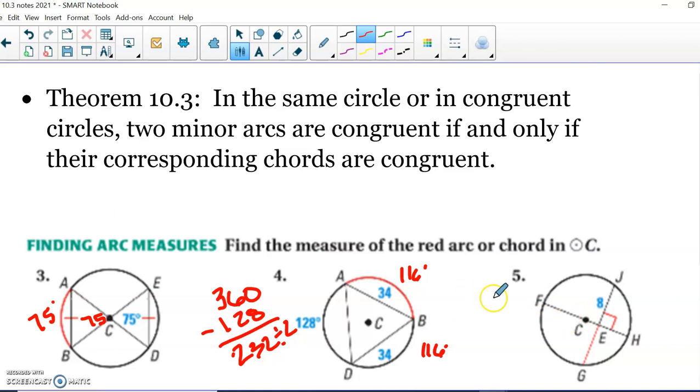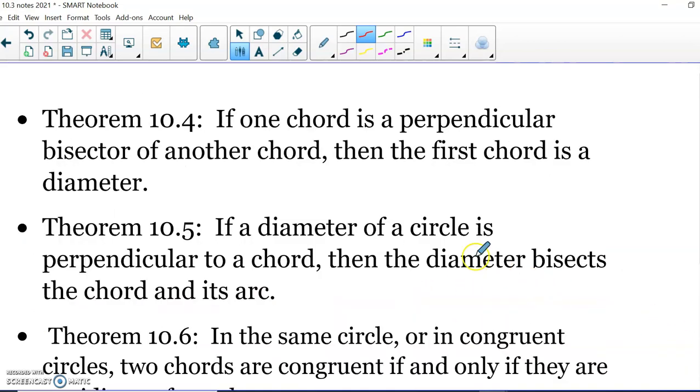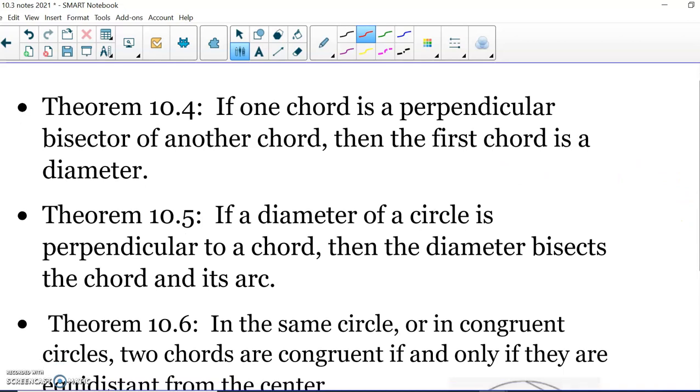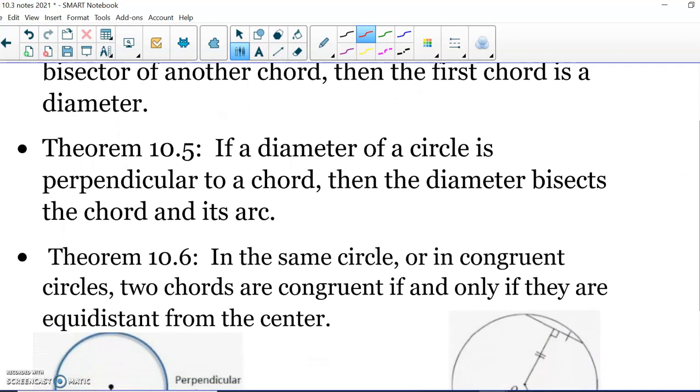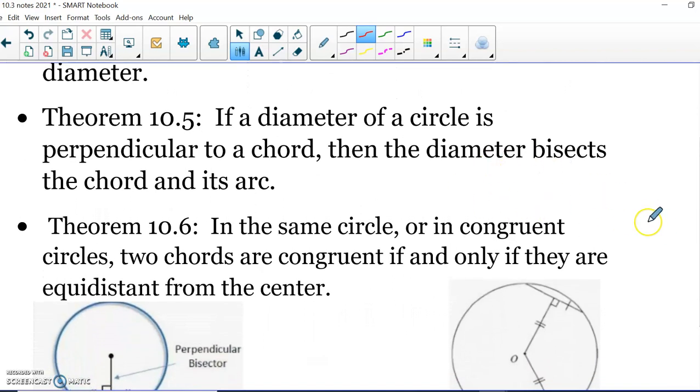This is the next theorem we're going to look at. We have a couple more. The first one says that if you have the diameter of the circle and it's perpendicular to your chord, then it bisects your chord. And then the converse of that is also true.